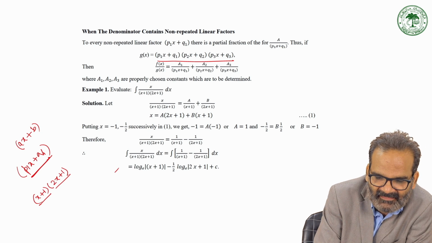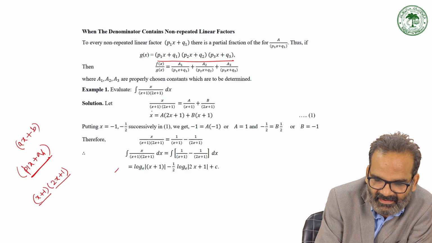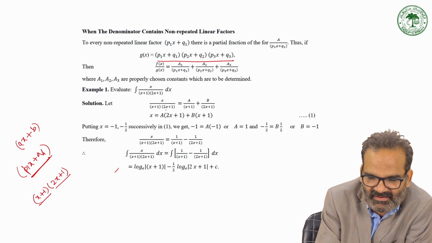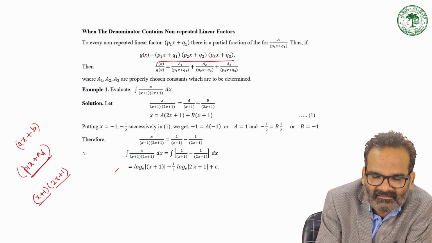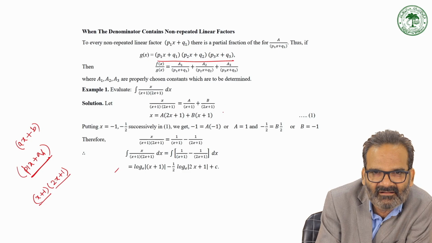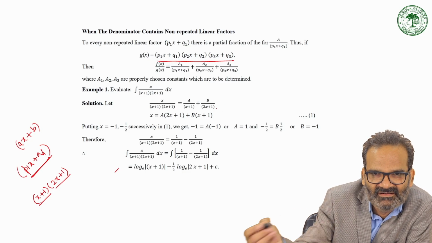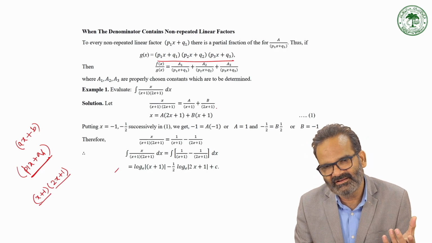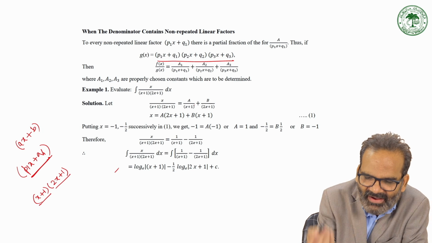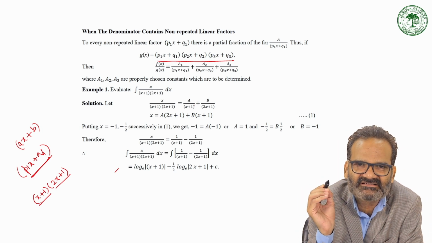So see, let x upon (x plus 1) into (2x plus 1), this is our function, equal A upon the first factor plus B upon the second factor. If there had been a third factor, then plus C upon the third factor. If a fourth, then D upon the fourth factor. The number of constants is always equal to the number of factors. And now what is left? Find the values of the constants A and B.